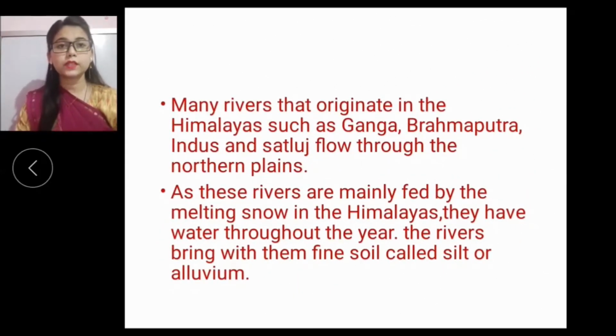So students, you know very well that many rivers originate from the northern mountains. When we come to the south of the northern mountains, we come to the northern plains. Many rivers that originate in the Himalayas, such as Ganga, Brahmaputra, Indus and Satluj, are flowing through the northern plains.